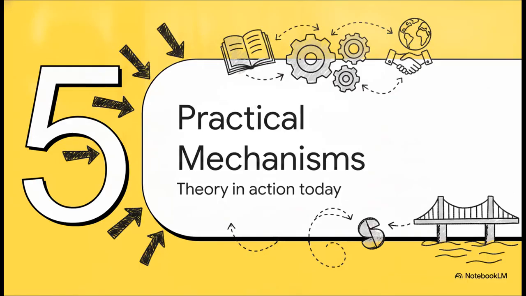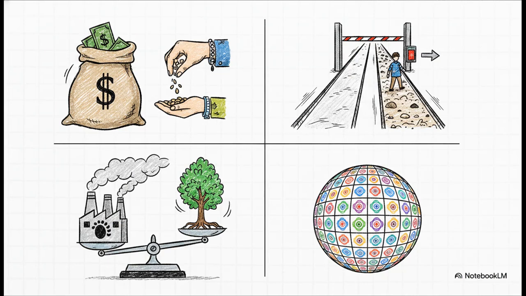Moving on to Part 5, Practical Mechanisms in Action. Let's pull out of theory for a second and look at the actual practical mechanisms being used right now to bridge these gaps. These translate theory into measurable targets. First, we have the UN target for wealthy nations to donate 0.7% of their income to aid. Second, we have special and differential treatment, which basically means writing different, more lenient trade rules for developing nations.